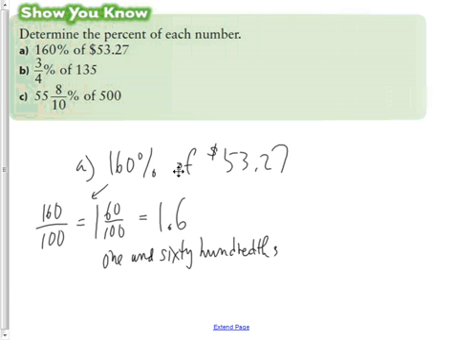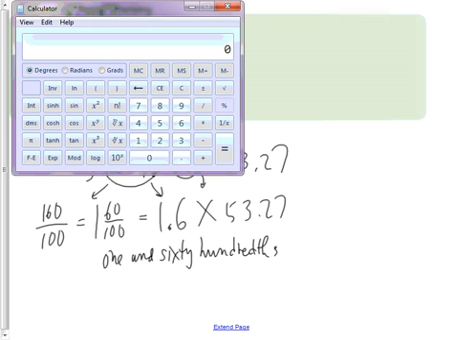So 160% as a decimal is 1.6. As we've learned last year and all of this year, we can think of "of" as being multiplication. So really, to a calculator, 160% of $53.27 would be 1.6 times 53.27. So if I take my calculator and go 1.6 multiplied by 53.27, I get $85.232. So in terms of money, it's $85.23.